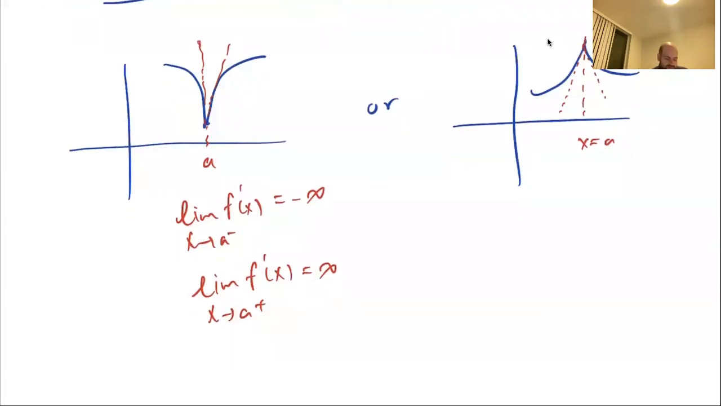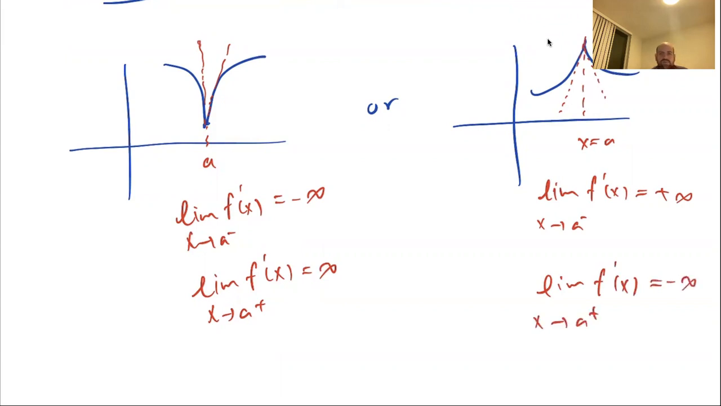So the limit of f prime as x goes to a from the left here is plus infinity. The limit of f prime as x goes to a from the right is minus infinity, right? So we have vertical tangent lines. Here, almost vertical with a negative sign, so minus infinity. Here, an almost vertical line with a plus sign, so plus infinity. This one also plus infinity, this one minus infinity.